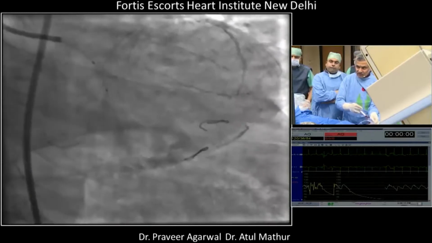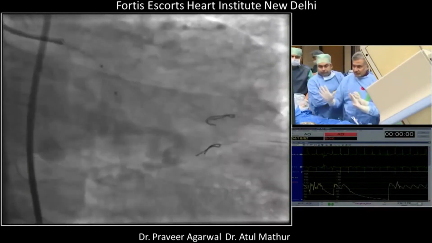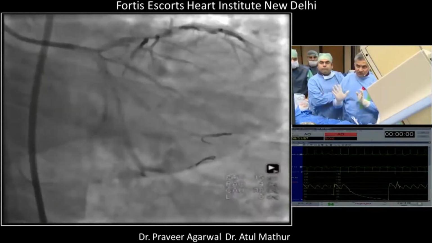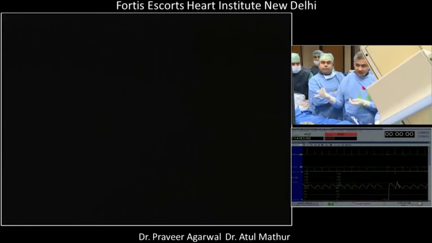Go up with the balloon. 3.0 balloon. Go up. Hey, एक minute. 3.01. Should we take out the wire before we side branch? क्यों? जब स्टैंड लगा इसको निकालेंगे तो Okay. निकालेंगे. 1, 2, 3, 4.